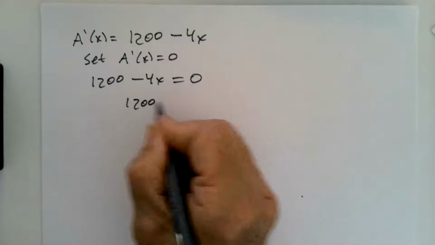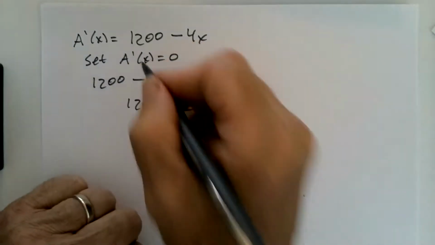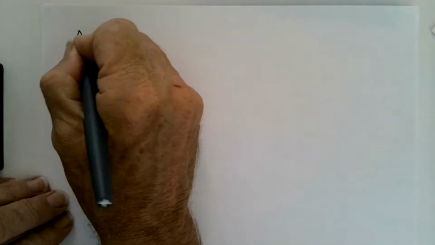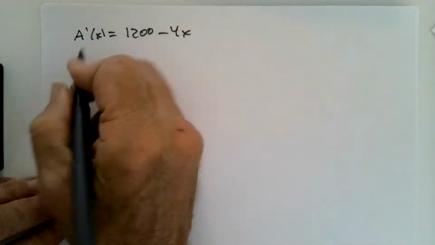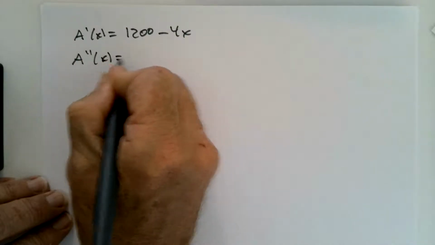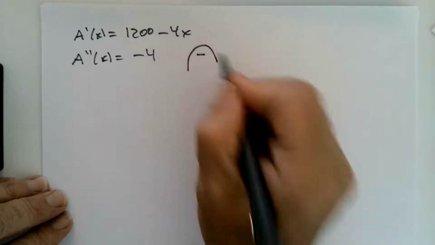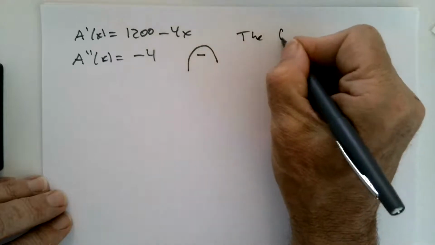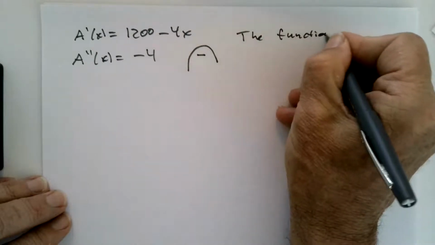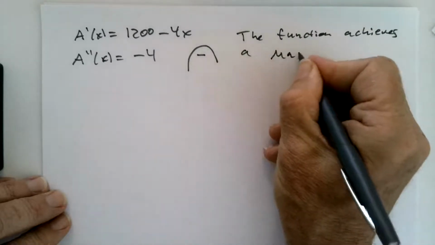I already have the critical value. A prime of x is 1,200 minus 4x. What's the second derivative? A double prime of x is -4. What is that? That is concave down, so the function achieves a maximum at the critical point.